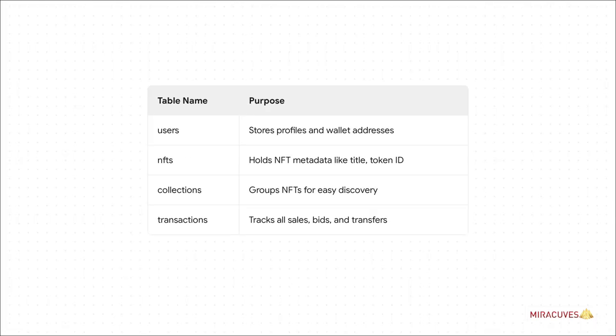And what's holding all this information together? The database. Seriously, think of it like the marketplace's central library, all neatly organized. You've got your users table for profiles and wallet addresses. The NFTs table holds all that key metadata, the title, the token ID. Collections helps group things together so they're easy to find. And of course, the transactions table, which is basically a logbook of every single sale, bid, and transfer. Getting this structure clean from the start is absolutely crucial for performance down the road.